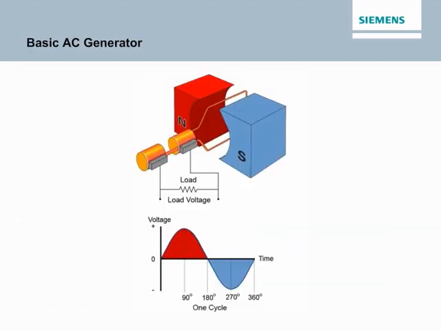AC generators operate on the theory of electromagnetic induction. This simply means that when conductors are moved through a magnetic field, a voltage is induced into the conductors. Although commercial power generators are complex machines, for the purpose of explanation, a basic generator can be constructed of magnets, an armature, slip rings, brushes, and some type of resistive load.